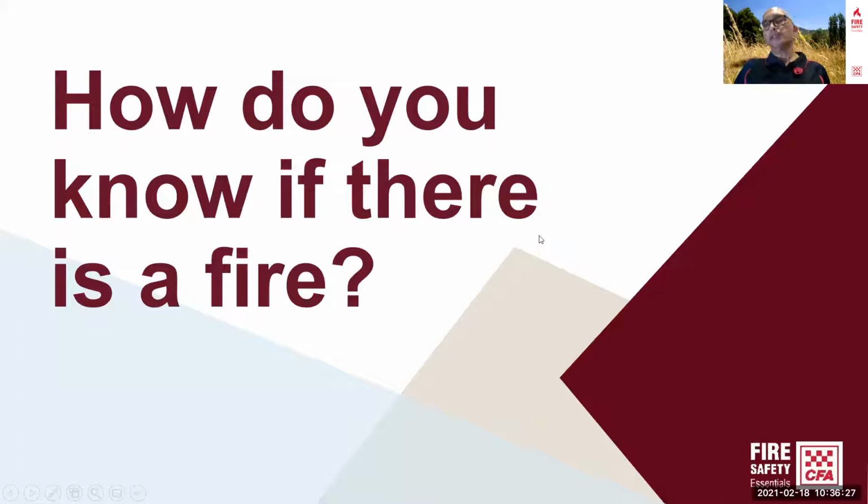So the next level of understanding that we need to have is, how do you know if there is a fire? Through the chat function, again, how do you know if there's a fire in your locality? Where do you go to? Where are you looking?